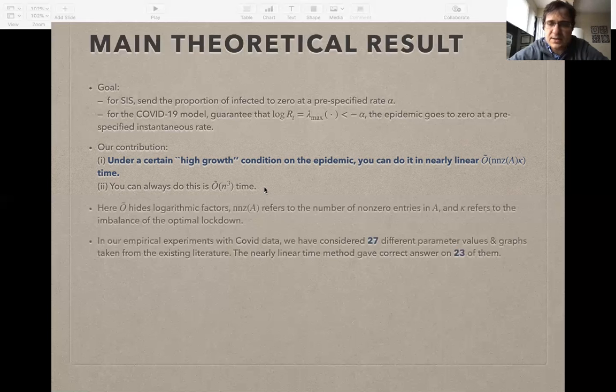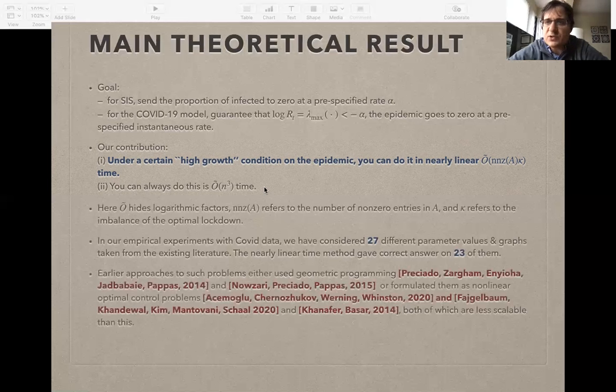Okay, and previous work basically did this using convex optimization and primal dual, or by solving it as a nonlinear optimal control problem, all of which are much, much less scalable than the methods we propose here. So basically, when you have an algorithm that works in essentially linear time, you can scale that up to very large systems. So this is our result.